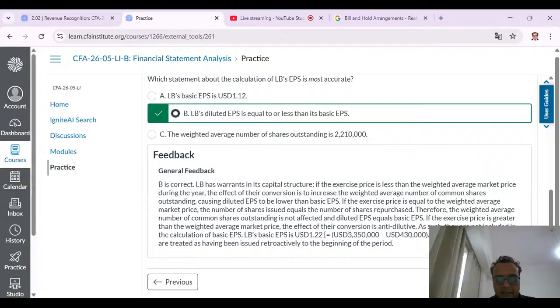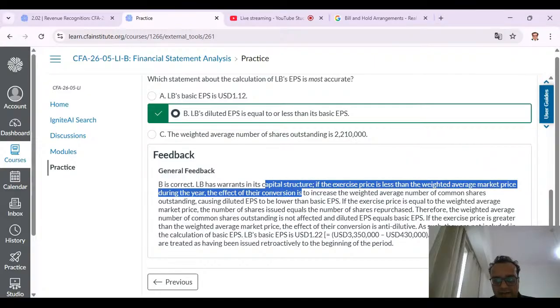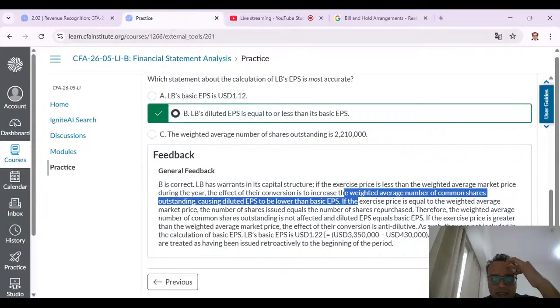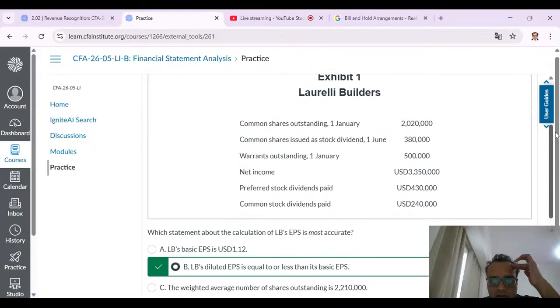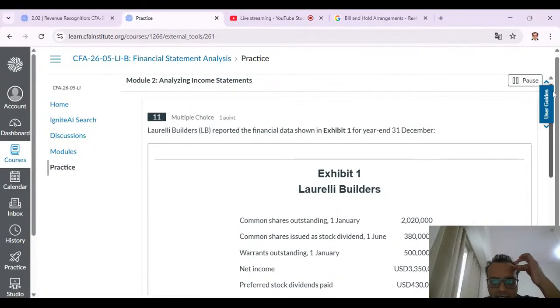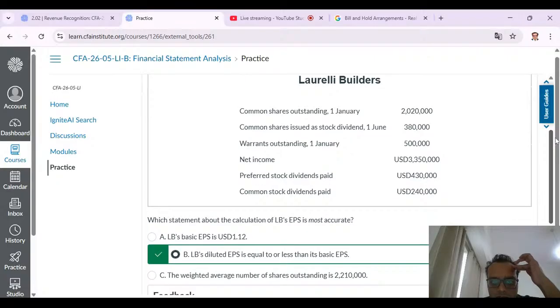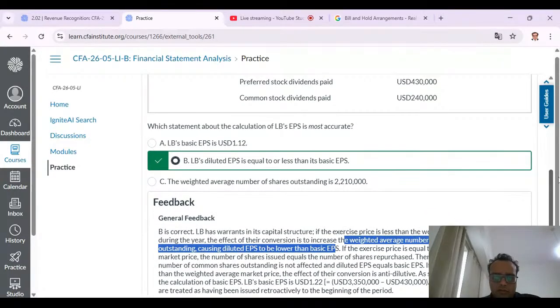LB has warrant in its capital structure. If the exercise price is less than, उसके पास शेयर वारंट है, अगर एक्सरसाइज प्राइस है is less than weighted average market price during the year, the effect of this conversion is to increase the weighted average number of common shares outstanding, causing diluted EPS to be lower than basic EPS. नहीं समझा, वापस पढ़ते हैं. कंपनी का वेटेड एवरेज कहाँ पे दिया है, बट वो वेटेड एवरेज प्राइस तो दिया ही नहीं है. नेट इनकम वारंट्स आउटस्टैंडिंग, बी को बी इज करेक्ट, फेयर इनफ.